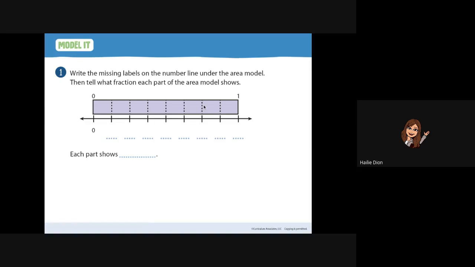So that's that. It'll be 1/8, 2/8, 3/8, 4/8, 5/8, 6/8, 7/8, and 8/8. Now we know that there's 8 equal parts, so we know we're going to have 8 fractions. But now, each part shows what unit fraction? Now we know our denominator is 8 because we have 8 equal parts, but they just want one part, one unit fraction. And we know that a unit fraction means there's a 1 in the numerator, so it's talking about one part, and the fraction we had for this first one was 1/8, so each part shows 1/8.